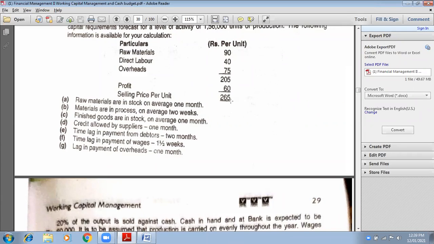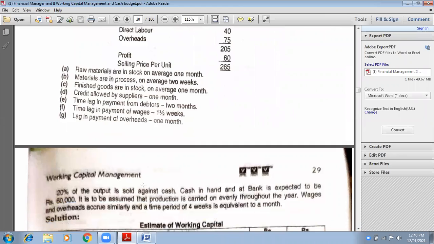Now, selling price is 265. But we will not take 265. We will take 80 percentage of 265. Why not 20 percentage? Because 20 percentage is sold against cash.